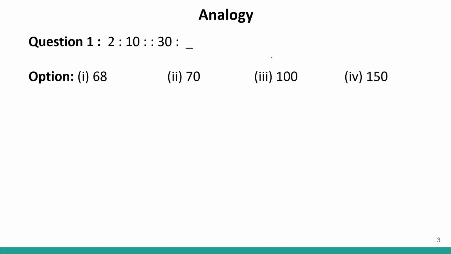So let us start. Before we start discussing the questions, let us look at some important concepts that we will be using while solving questions, specifically on number analogy. The first concept is the difference between odd and even numbers. We already know that odd numbers are those whose last digit is 1, 3, 5, 7 or 9. Similarly, even numbers end with 0, 2, 4, 6 and 8.